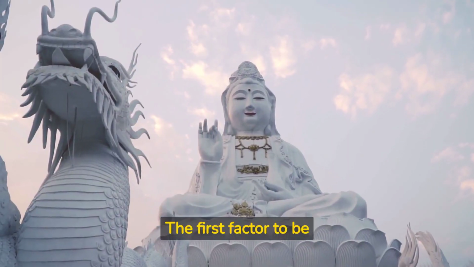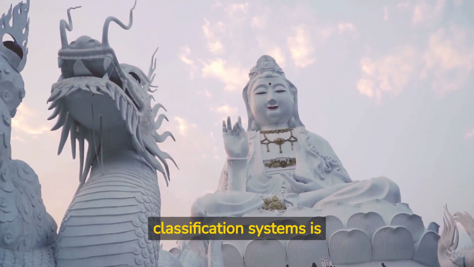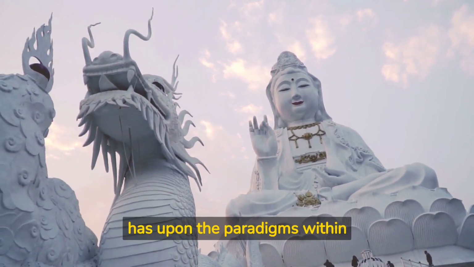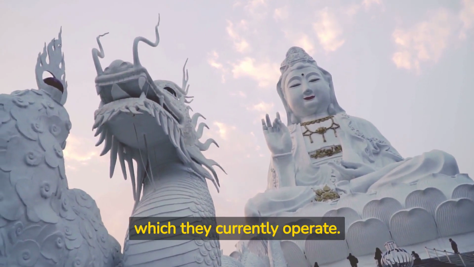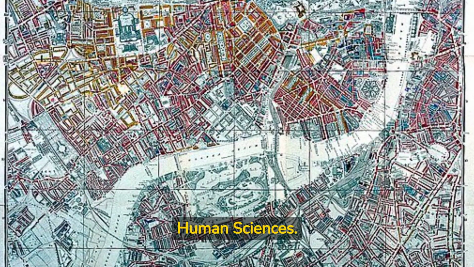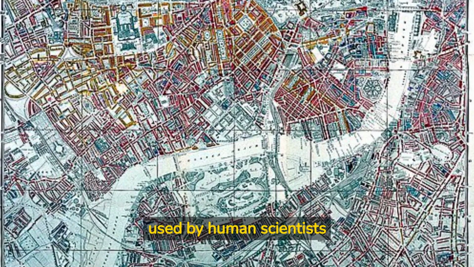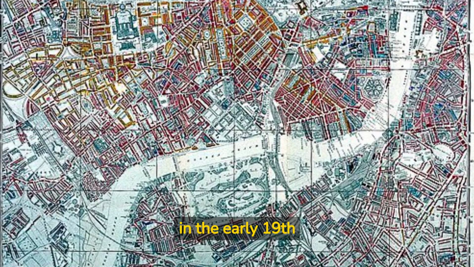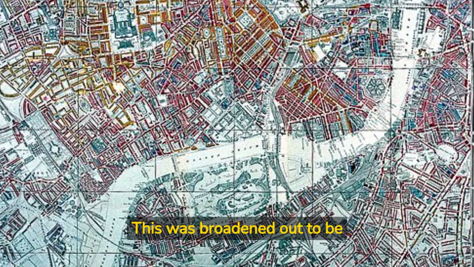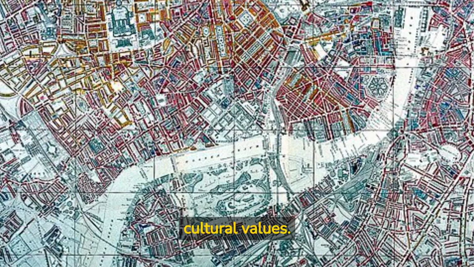The first factor to be considered which can reduce the validity and reliability of classification systems is their historical evolution, and the effect that has upon the paradigms within which they currently operate. An example of this is socioeconomic class from human sciences. Contemporary concepts of social class were first used by human scientists in the early 19th century to describe people's occupational roles. This was broadened out to be linked to income levels, lifestyle, and wider cultural values.